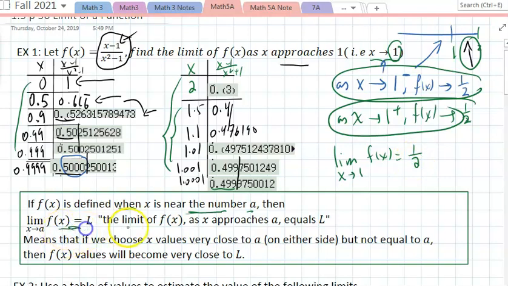So this reads, the limit of f of x as x approaches a equals L. This is what it means: if we choose x values very close to a on either side, on both sides, but never at 1 in our case, then f of x values will become very close to L. It's very important that those two match. If they don't match, then the limit doesn't work.